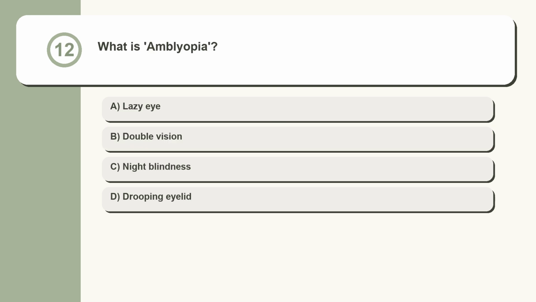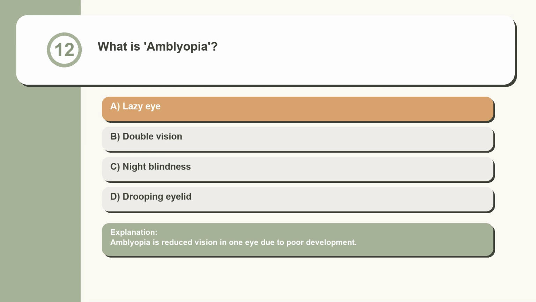Question 12. What is amblyopia? Lazy eye, double vision, night blindness, drooping eyelid. Amblyopia is reduced vision in one eye due to poor development.